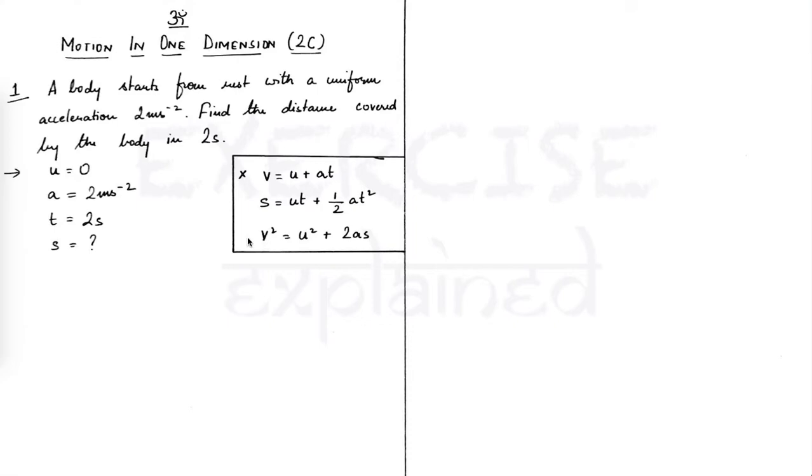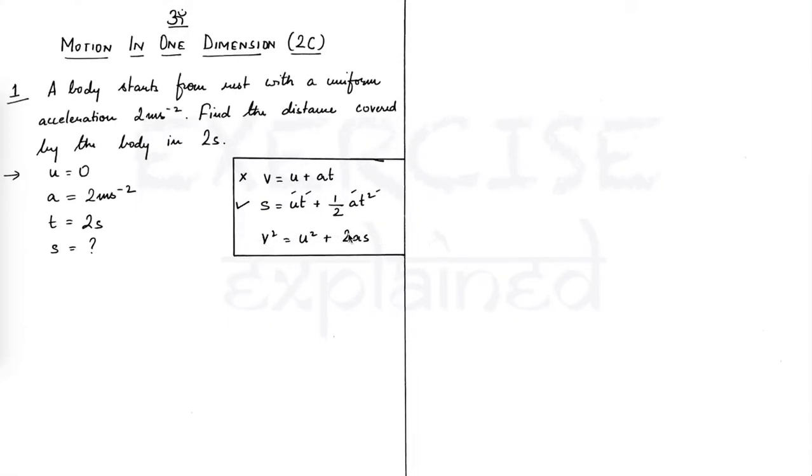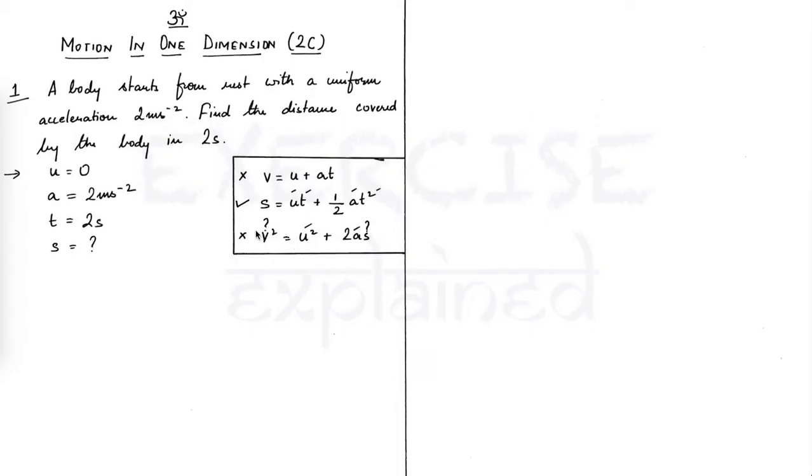Now v square is equal to u square plus 2as. In this equation you can see v is not there in the given data and s is also not there in the given data. So here we have two unknowns. When we have two unknowns, we cannot solve this. So this is also not possible. So the only option here is s is equal to ut plus half at square, and I'll be proceeding ahead with that.